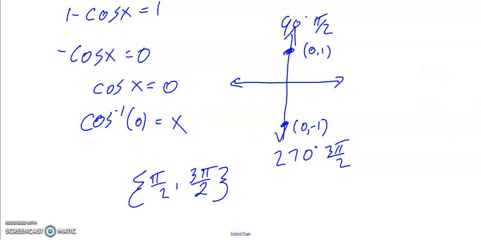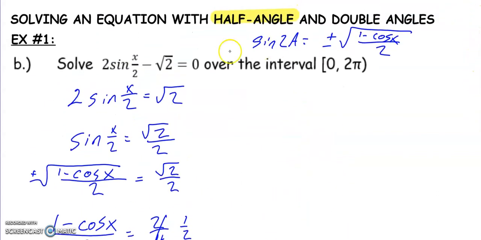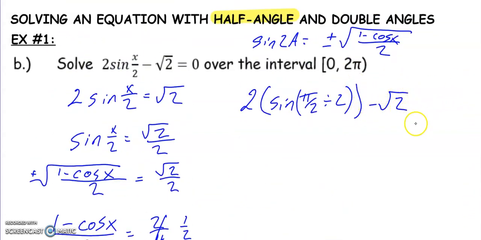Now you can always double check your answer. I am saying x is pi over 2 and x is 3 pi over 2. You can plug those values in using your calculator. You can say 2 times the sine of, and then I would use parentheses, pi over 2 divided by 2, because we're going to take half of it, because that was my first answer. And then we're going to subtract radical 2. If you put all of that in your calculator and pi over 2 is an answer, you better get 0. So you can always double check using your calculator.